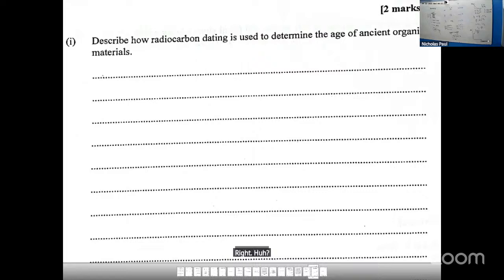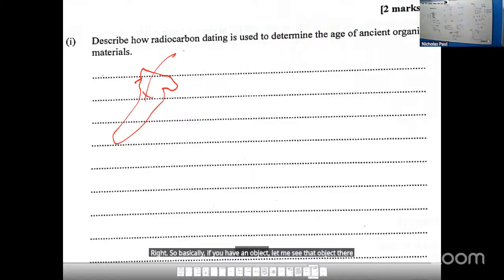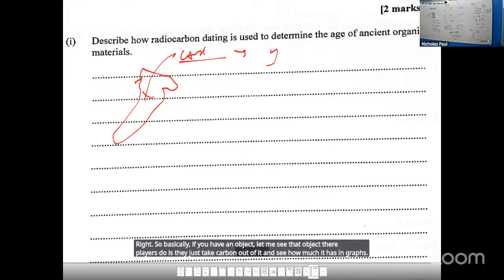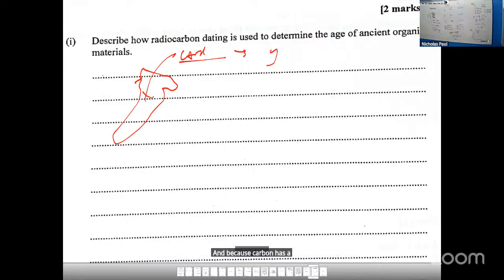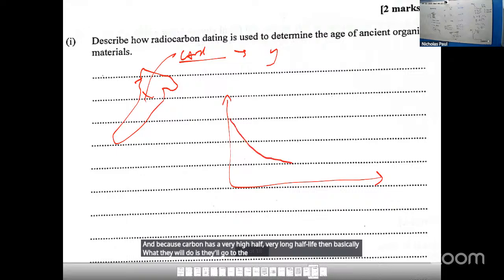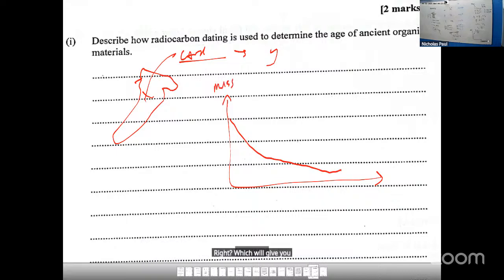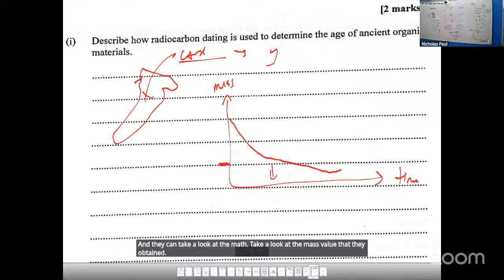So basically, if you have an object, what you do is you take carbon out of it and see how much it has in grams. Because carbon has a very long half-life, it is a simple way to explain it. They will go to the carbon decay curve, which will give you the mass versus the time. They take the mass value that they obtained, and then read off the time.